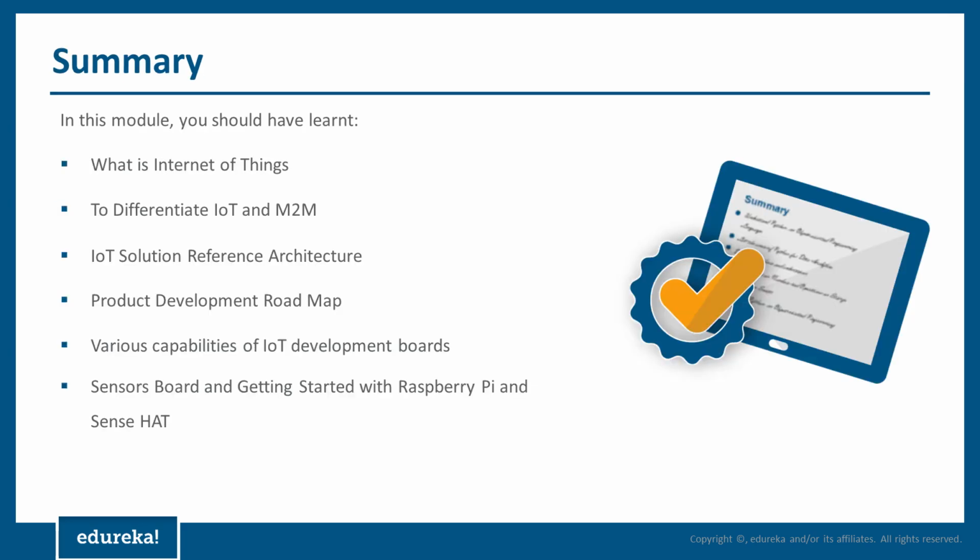So, summary of what we did: what is the Internet of Things? What's the difference between IoT and M2M? We saw the solution reference architecture, the four-stage information flow. We saw the development roadmap, the architectural blueprint. We saw the various development boards. We saw why we selected Raspberry Pi. We saw Sense HAT boards, right?